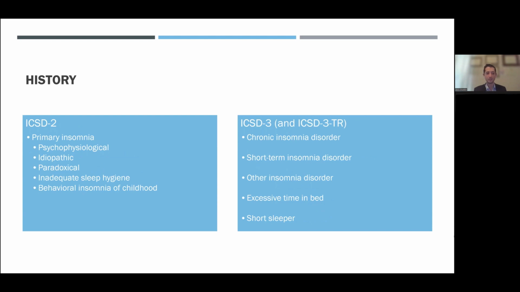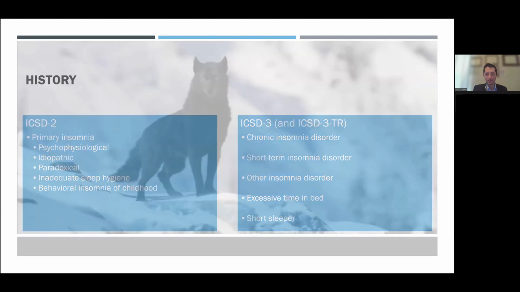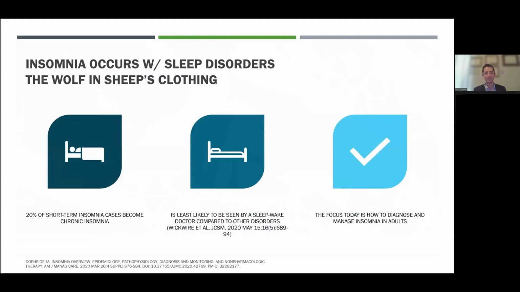ICSD-2 also had a breakdown of insomnia in terms of primary and potentially secondary conditions. You had psychophysiological, idiopathic, paradoxical, and inadequate sleep hygiene, which is actually not a form of insomnia. Insufficient sleep syndrome is a big part of that. And then behavioral insomnia of childhood. All right, let's just go on.